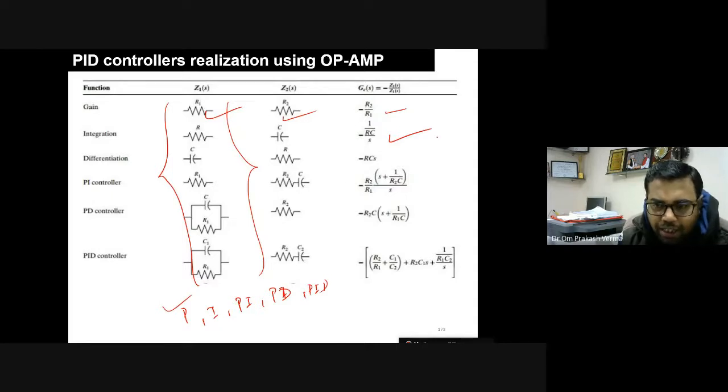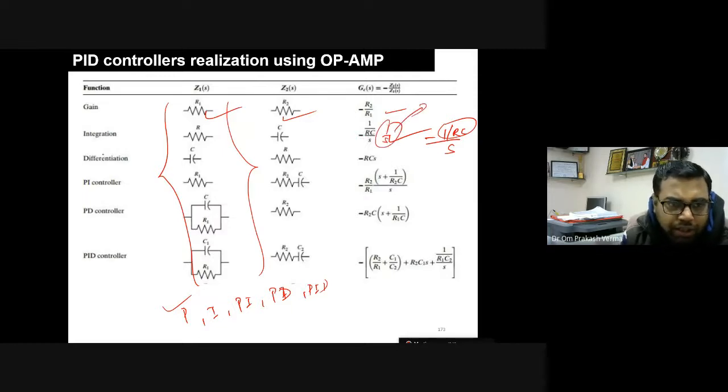So you can see that it is just -1/RC. This is the constant value, and this is the S, 1/S. So what does 1/S represent? 1/S simply represents the integration and therefore this is the integrator, right?